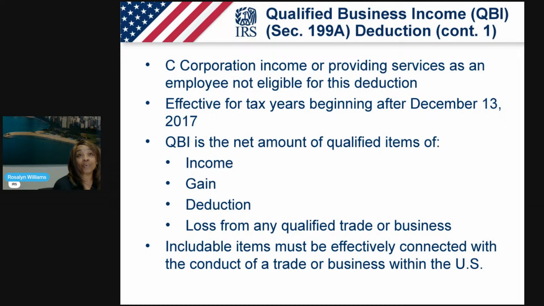Income earned by a C corporation or by providing services as an employee isn't eligible for the deduction. The deduction is available for tax years beginning after December 31st, 2017. Qualified business income, also known as QBI, is the net amount of qualified items of income, gain, deduction, and loss from any qualified trade or business, including income from partnerships, S corporations, sole proprietorships, and certain trusts. These includable items must be effectively connected with the conduct of a trade or business within the United States.